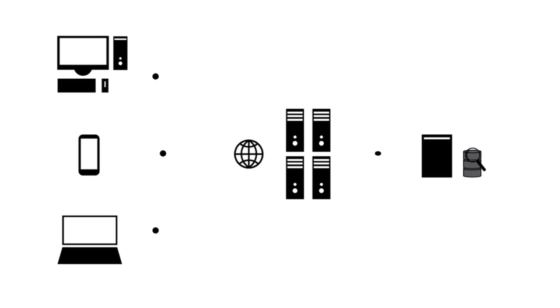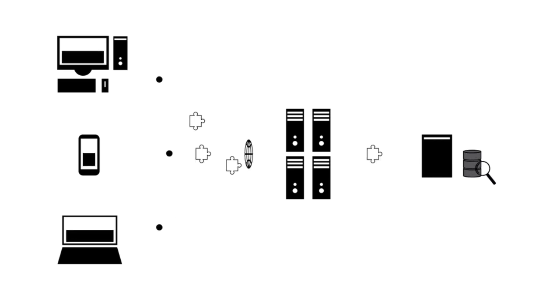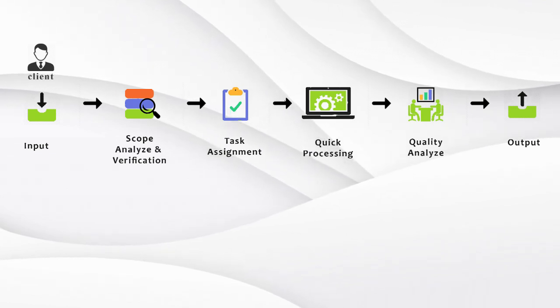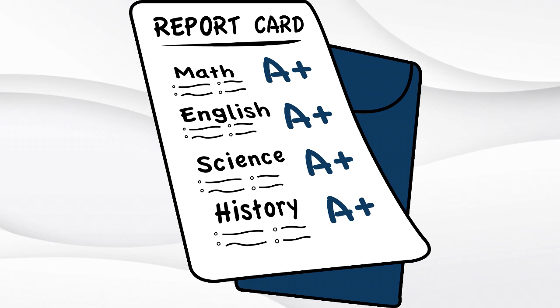Now, let's talk data, the raw facts and figures before they become useful. Input, processing, output, storage. Example: test scores, report card. Information is data with meaning. It's processed, organized, and used to make decisions.